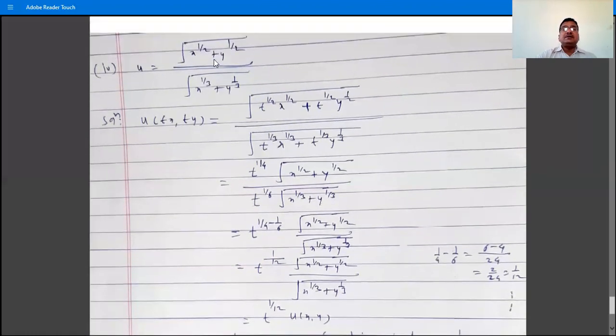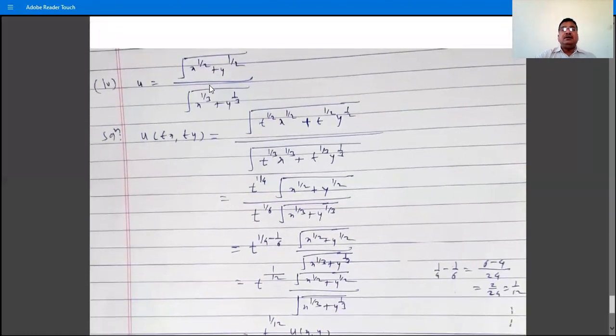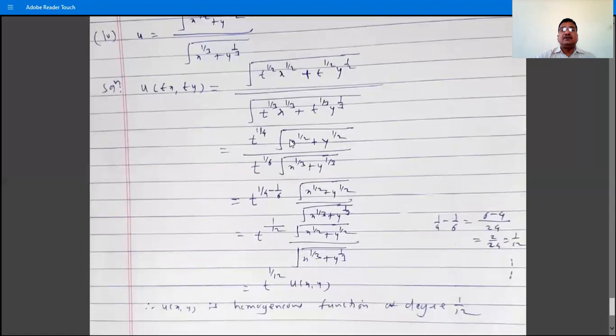u(tx, ty) is equal to replace x by tx and y by ty. So (tx) raised to half means t raised to half, x raised to half. Then y is ty, t raised to half, y raised to half, plus (tx) raised to 1 by 3 is t raised to 1 by 3, x raised to 1 by 3, plus (ty) raised to 1 by 3, t raised to 1 by 3, y raised to 1 by 3.